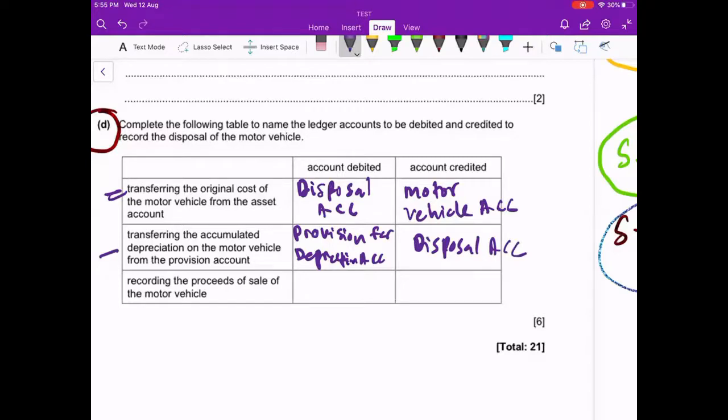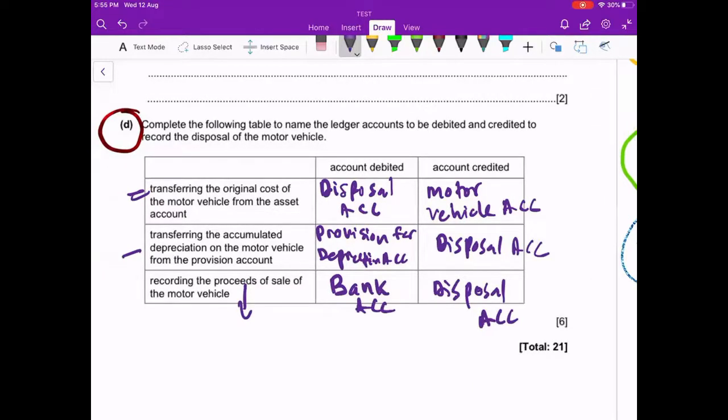And the next one is recording the proceed of the sale of the motor vehicle. Proceed means the money that you receive. The question here didn't say cash or bank, so you can write cash or you write bank, both will get marks. So we will debit the bank account, credit the disposal account. You okay now? Very easy, huh? 6 marks for this. Okay, if you're done, any question ask me, no question, I will move on.